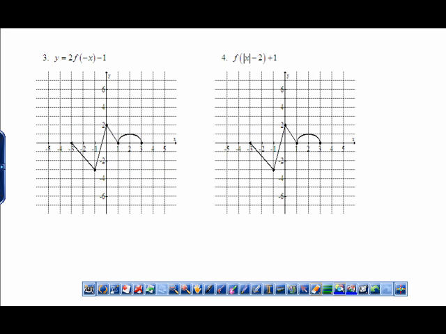Okay, let's look at the next page. All right, so again, we work our way inside out. So the first thing we want to do is a horizontal reflection. I know that it's horizontal because it's being multiplied to the x and not to the entire function. So a horizontal reflection is a reflection across the y-axis. So this point right here in the middle stays. These pieces right here are going to be horizontally reflected over. And then these 2 pieces right here are going to be horizontally reflected over. There we go. That's the first part.